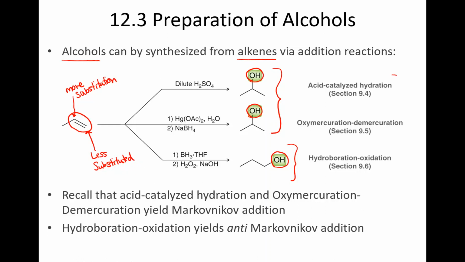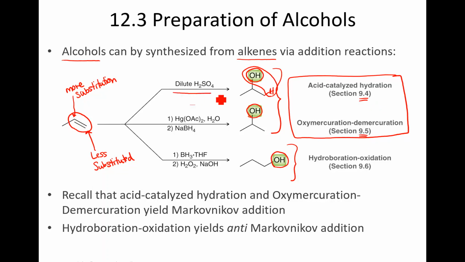Okay, so there are two conditions that can be used to do Markovnikov hydration of an alkene to produce an alcohol. The reason this is called a hydration is because overall we're getting addition of OH and H, and OH and H together is really just water. These reactions were initially covered in Chapter 9, so you can go back there to review. You can either use dilute sulfuric acid to do Markovnikov hydration of an alkene, or you can use a reaction called oxymercuration demercuration.